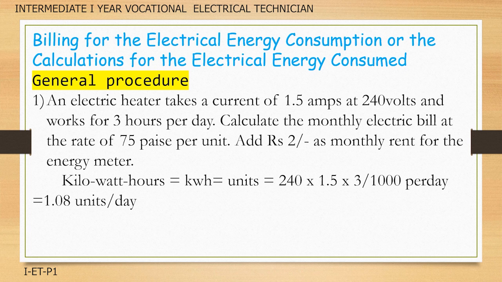General procedure, number 1. An electric heater takes a current of 1.5 amperes at 240 volts and works for 3 hours per day. Calculate the monthly electric bill at the rate of 75 paise per unit. Add 2 rupees as monthly rent for the energy meter.